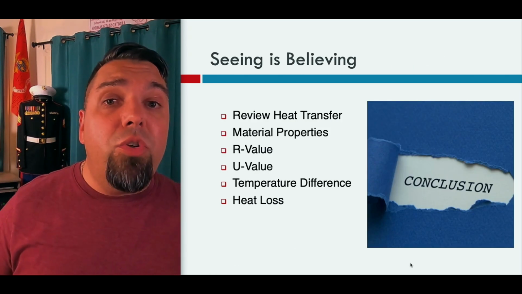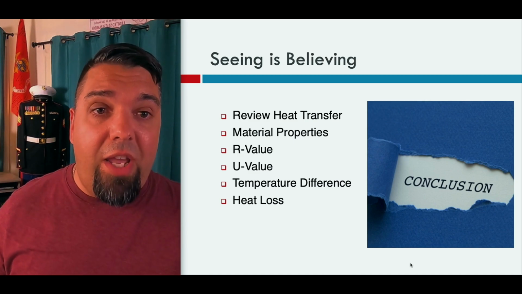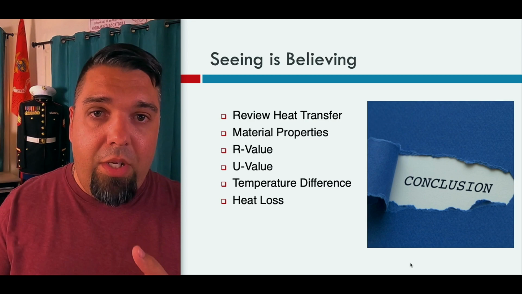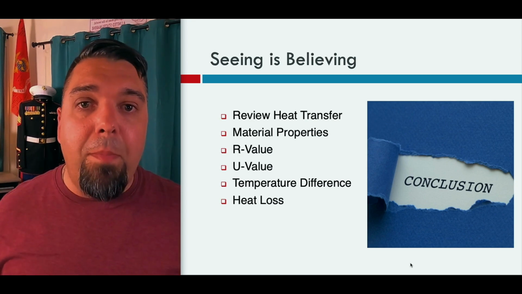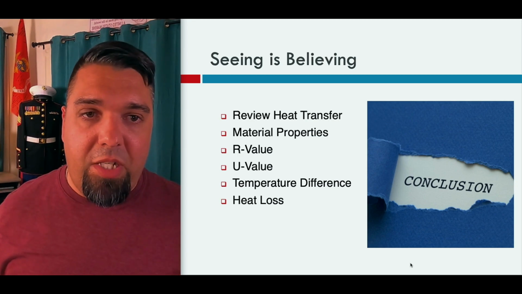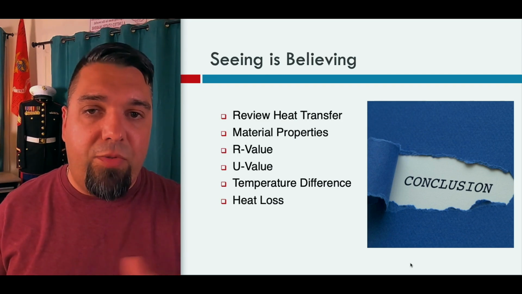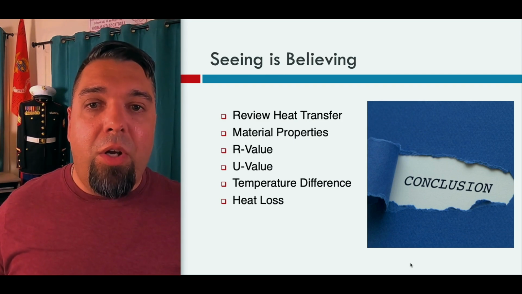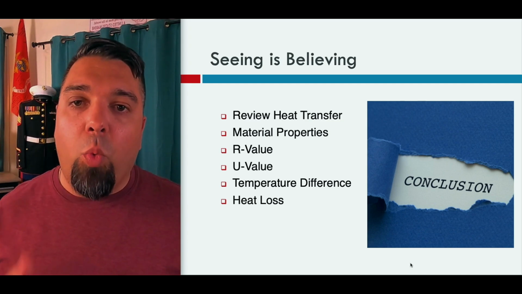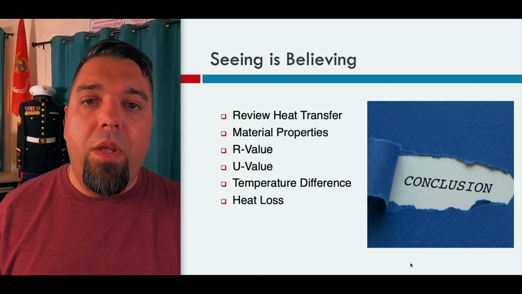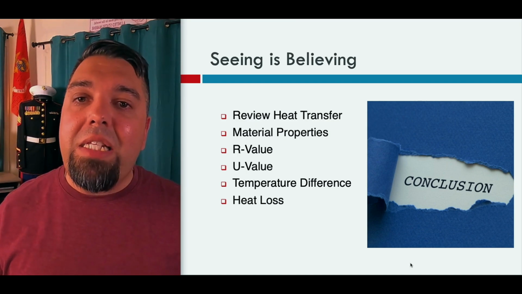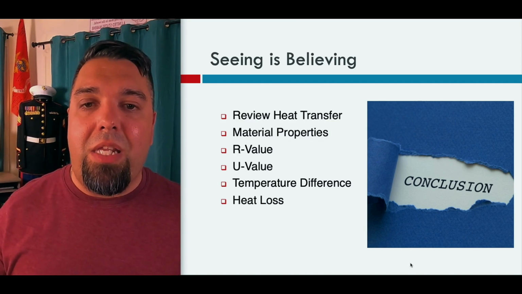All right, so in conclusion, we covered the basics, right? We talked about convection, conduction, and radiation. We talked about how that fits into material properties, what the properties of those materials are, and how we're going to transfer heat through them, and what the resistance value is, and what the conductance value is, the U value, 1 divided by the resistance value. The temperature difference across that wall, if you know these items, you can easily calculate the conductance heat loss.